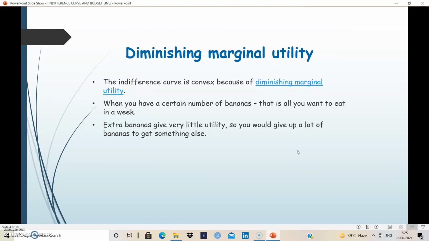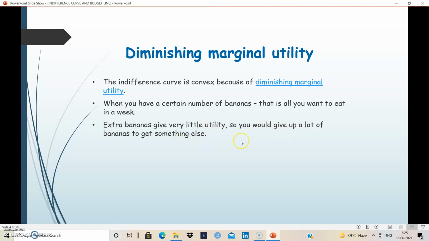Now, what is diminishing marginal utility? The indifference curve is convex because of diminishing marginal utility. When you have a certain number of bananas, that is all you want to eat in a week. Extra bananas will give very little utility, so you would give up a lot of bananas to get something else.